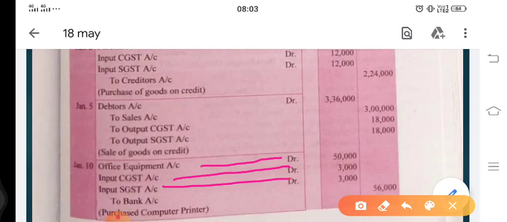50,000 ka 6% comes to 3,000 each. So 50,000 is for the computer, 3,000 is for CGST and 3,000 is for SGST. The total amount paid is 56,000.